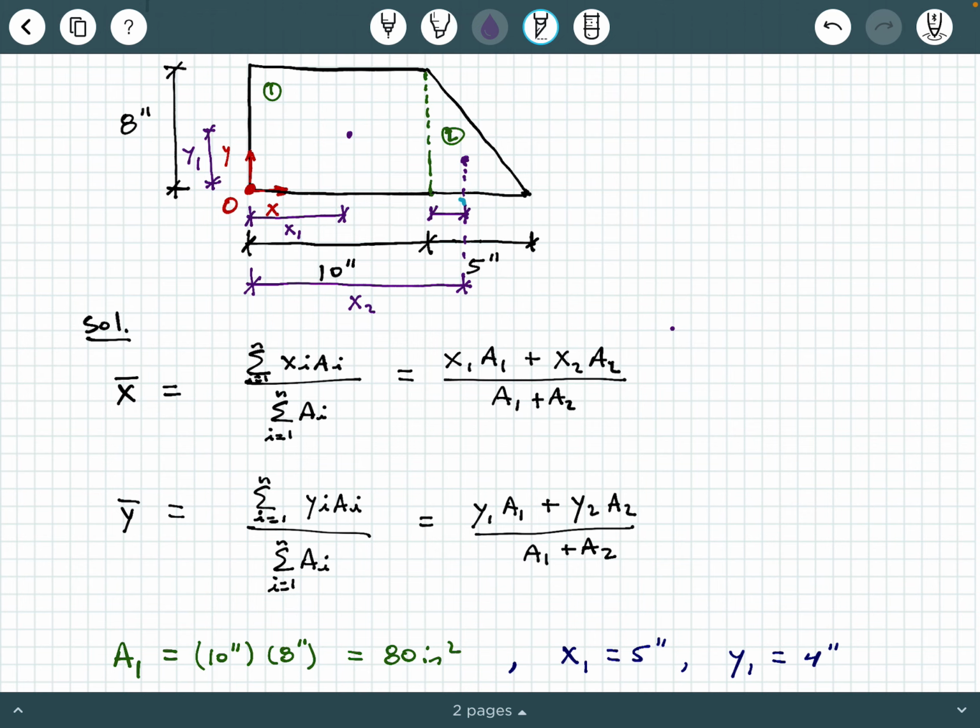So this little dimension right here is going to be equal to 1/3 of 5 inches. Let's punch that in our calculators, 1/3 of 5 inches. That should just be 1.667 inches, okay? But that's not X2. That is the distance from this back face to the centroid of the triangle in the X direction.